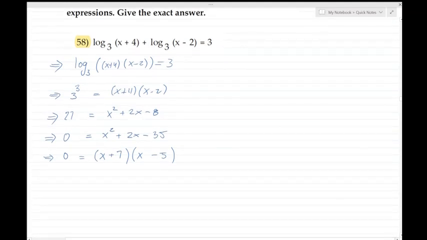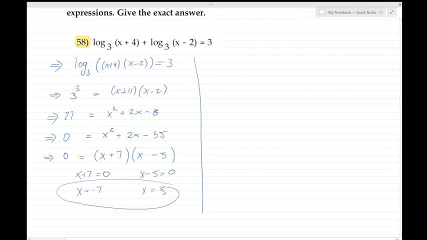So now that they're being multiplied to each other and it equals 0, we'll make use of the zero product property. x plus 7 equals 0, x minus 5 equals 0, and so we get x equals negative 7 and x equals 5. Perfect. So those are our two possible solutions. Now, which one of those will work or won't work? We have to try them by plugging them into the arguments of the original.